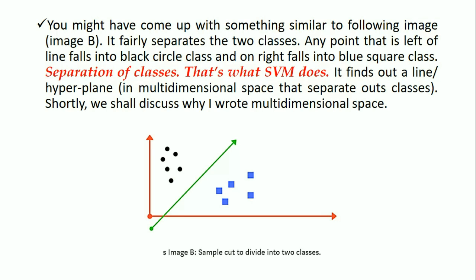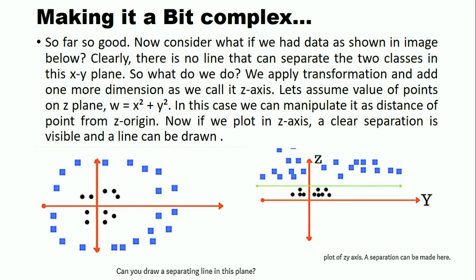In some situations we can go for a multi-dimensional space for separating the two classes. For this we'll go for another example. Here we have two classes within this XY plane, that is black circles and blue squares. It is impossible to separate these classes by using a hyperplane. Then we can go for another axis, that is the Z axis, so that we can separate these two classes, black circles and blue squares.